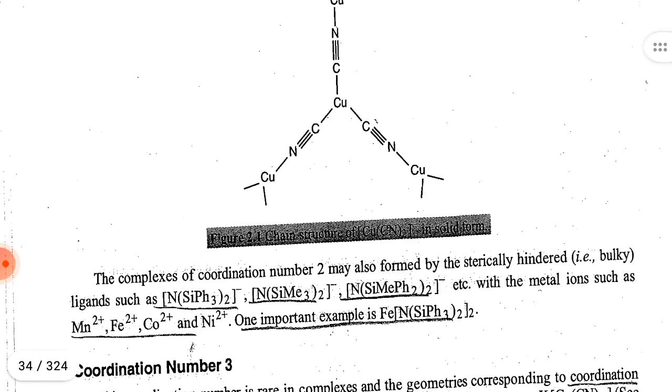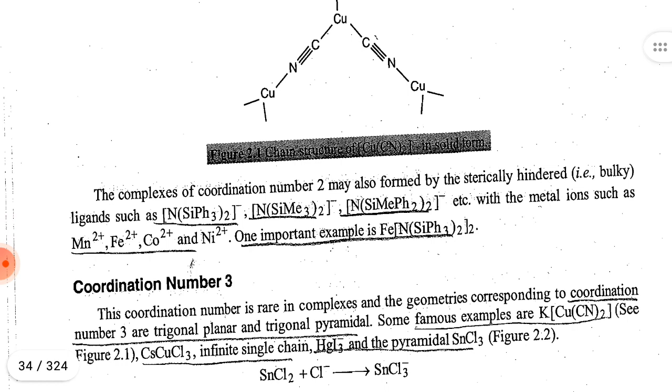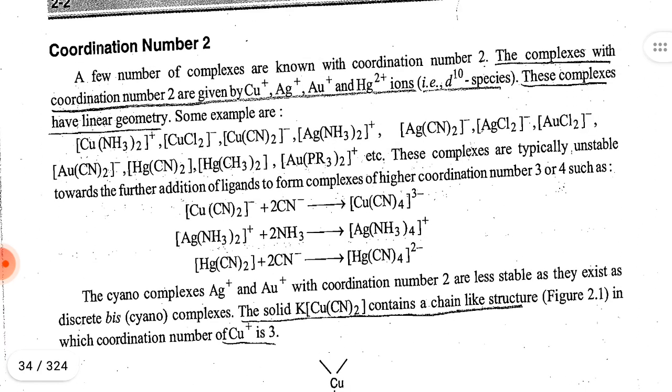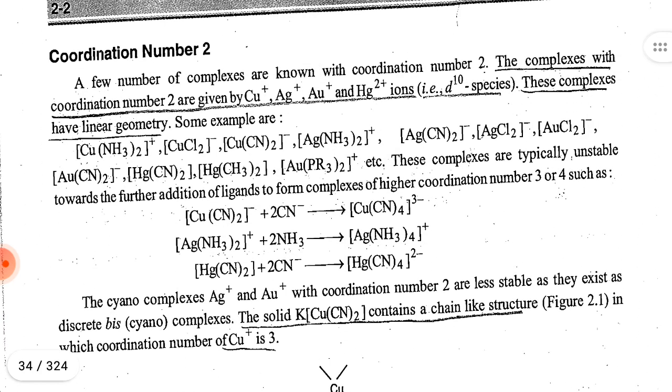What is the geometry of coordination number 3? Trigonal planar and trigonal pyramidal. What is the geometry of coordination number 2? Linear geometry only.